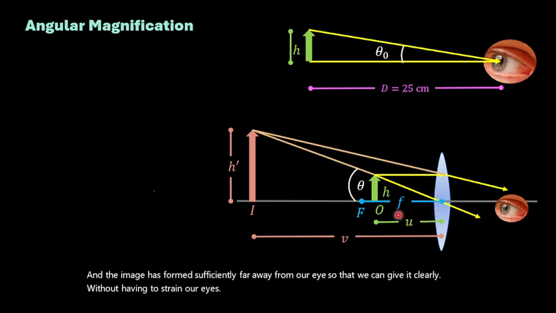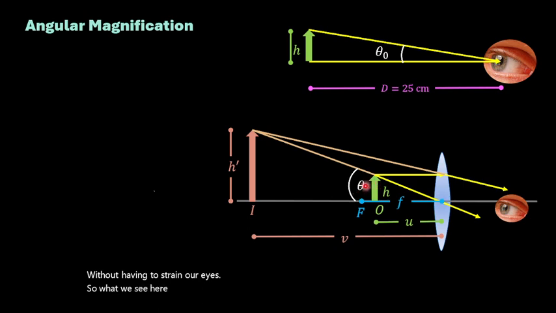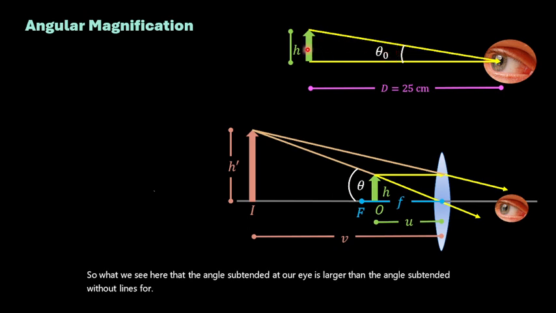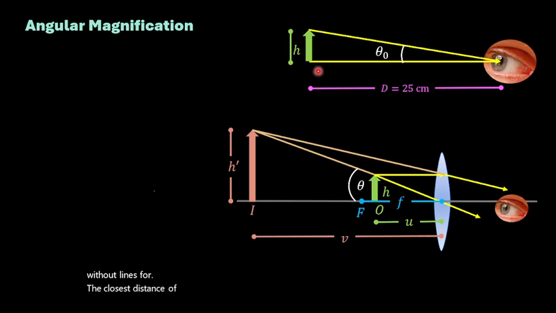So what we see here is that the angle subtended at our eye is larger than the angle subtended without the lens for the closest distance of distinct vision. With this angle, we have achieved a greater angle subtended at our eye and hence view the enlarged image of an object. At this point, we define angular magnification.